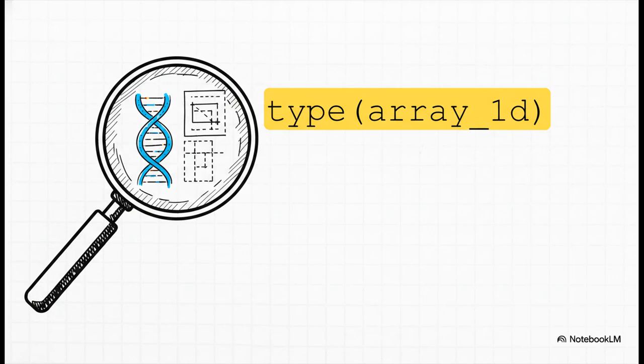So, how do we prove it's something totally new? Well, we can use Python's built-in type function. Think of it like a DNA test for your variables. You give it your object, and it tells you exactly what species it belongs to. It's going to reveal its true identity.